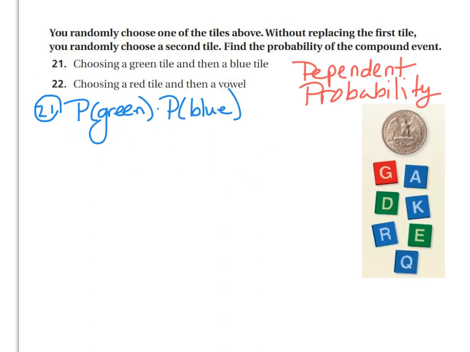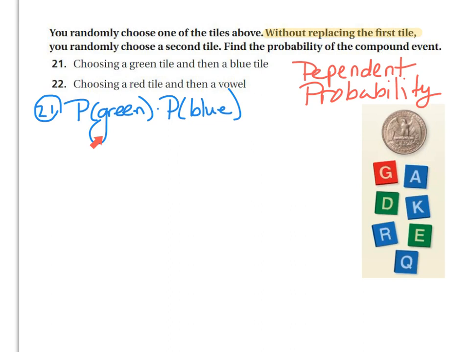All right, let's look at problem 21 and 22. You randomly choose one of the tiles above. Without replacing the first tile, you randomly choose a second tile. Find the probability of the compound event. So the key words right here in the problem are without replacing the first tile. That means that you have dependent probability. That means that the second probability is going to be affected by what happened on the first probability.